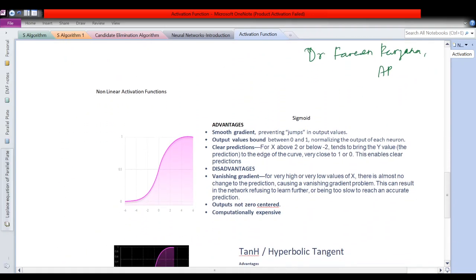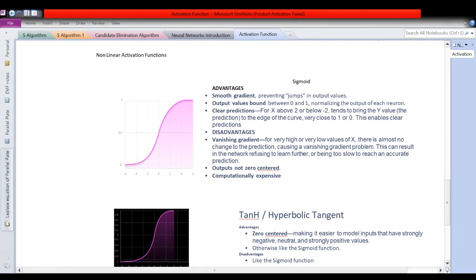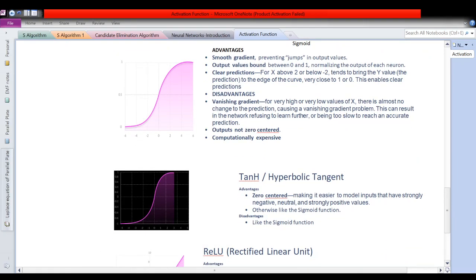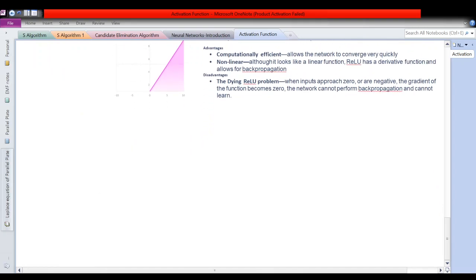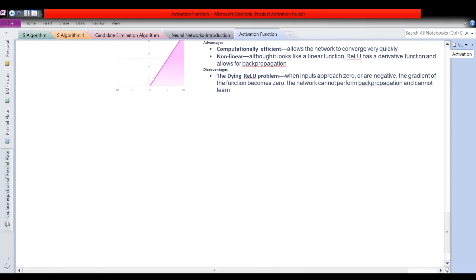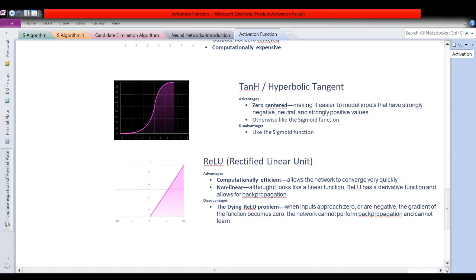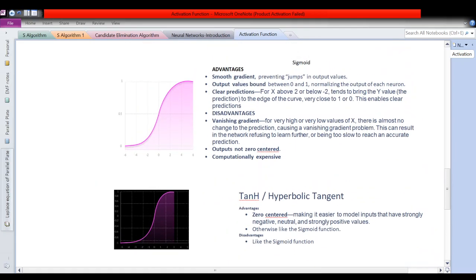Here I have discussed 3 to 4 types of non-linear function. One is sigmoid, the other one is hyperbolic tangent, called tanh, and ReLU, the rectified linear unit. There is one more called the softmax function. Here in our perceptron training rule, we have not involved a softmax function.